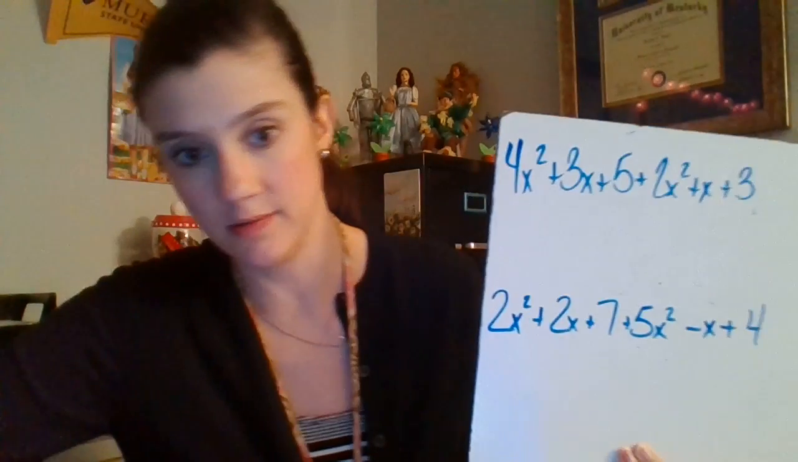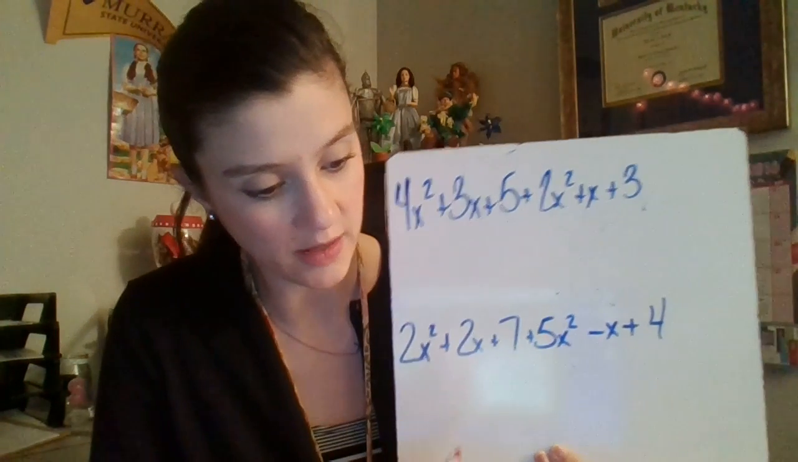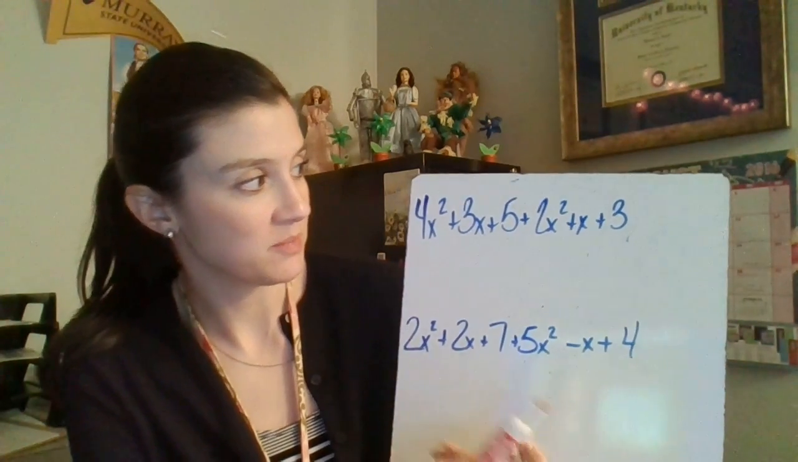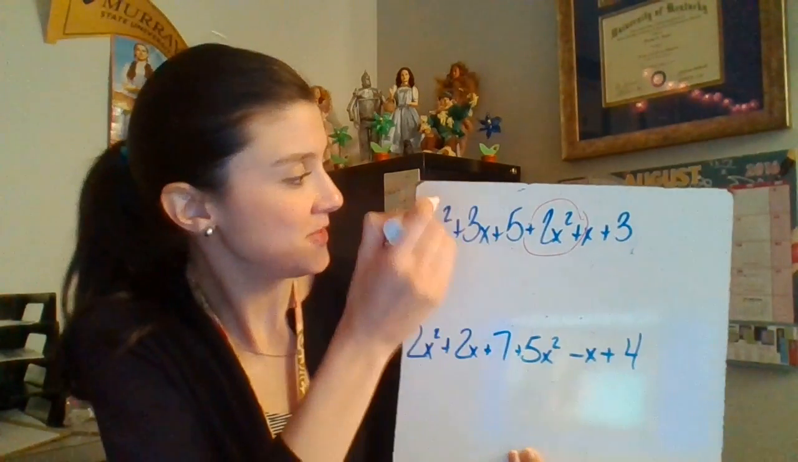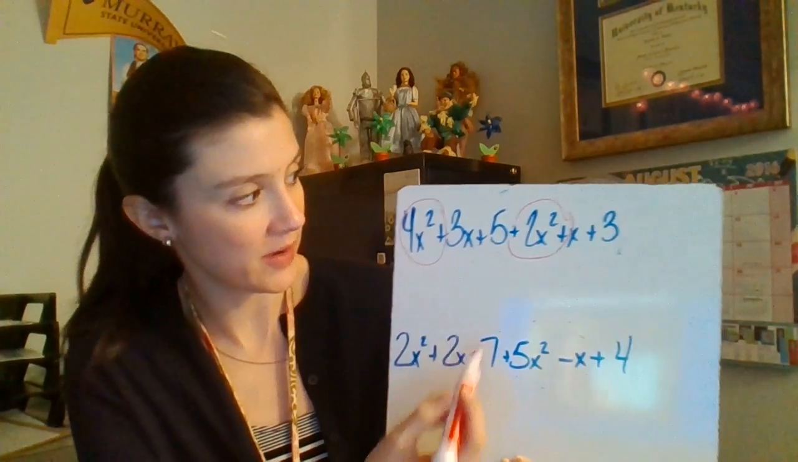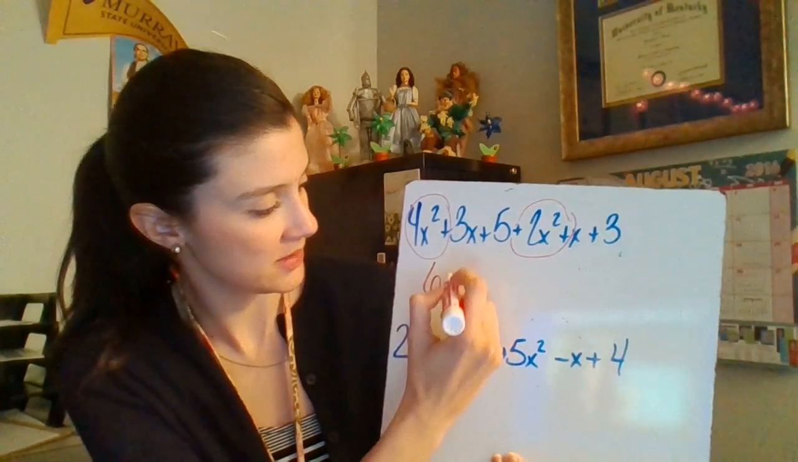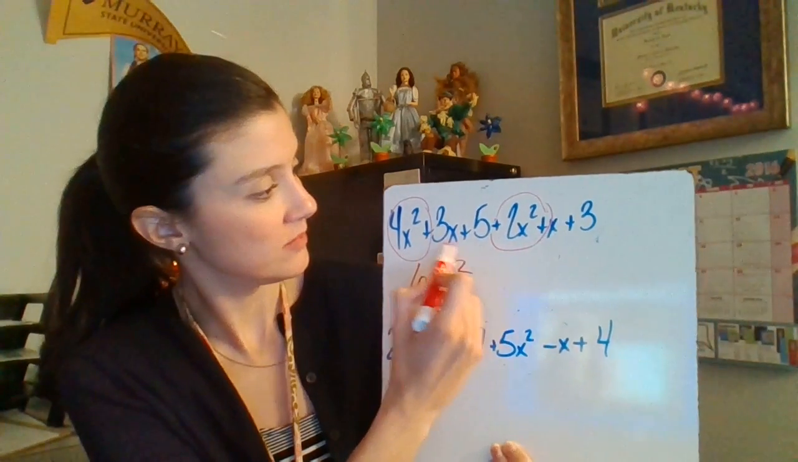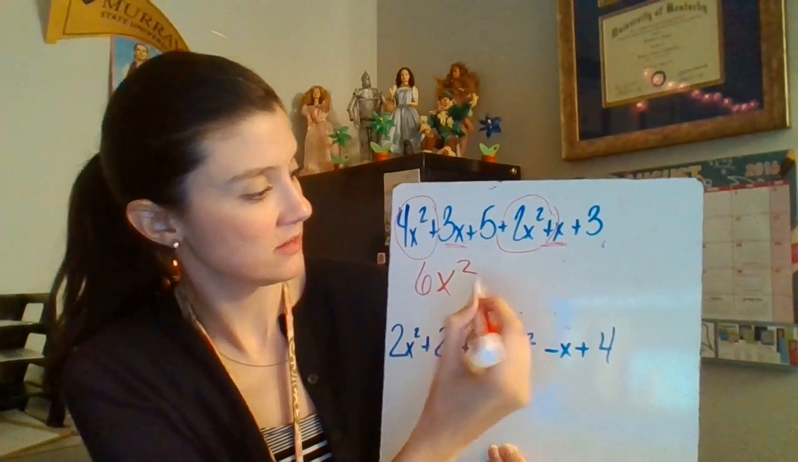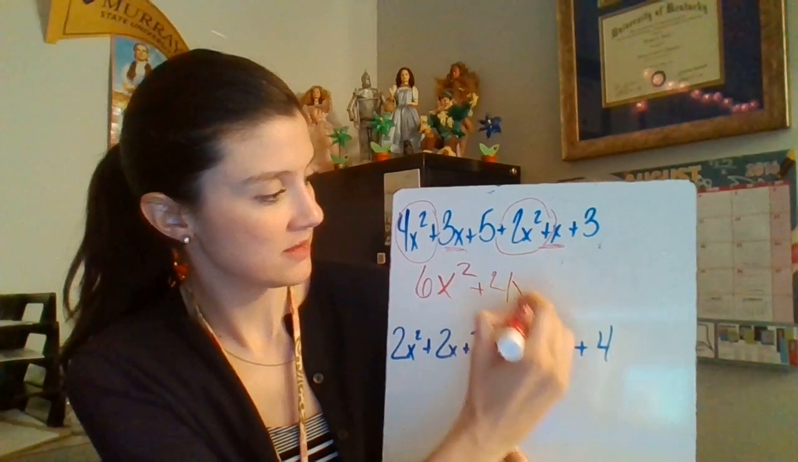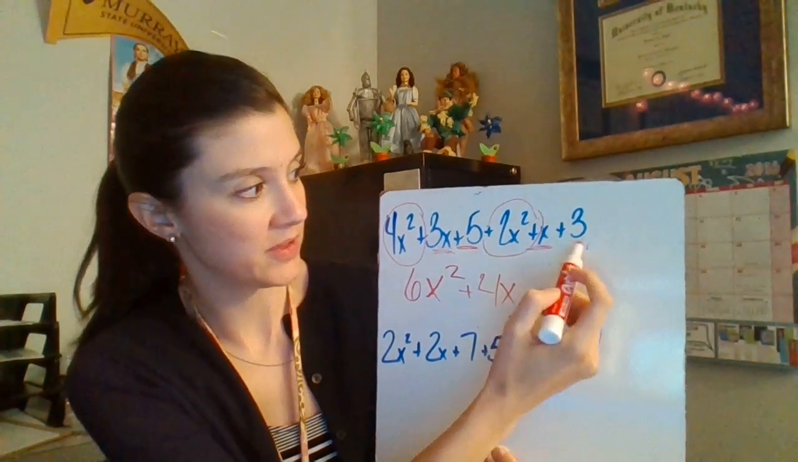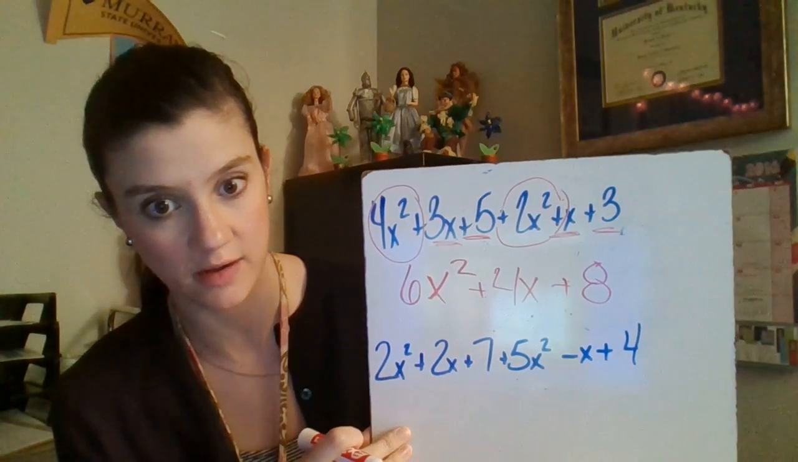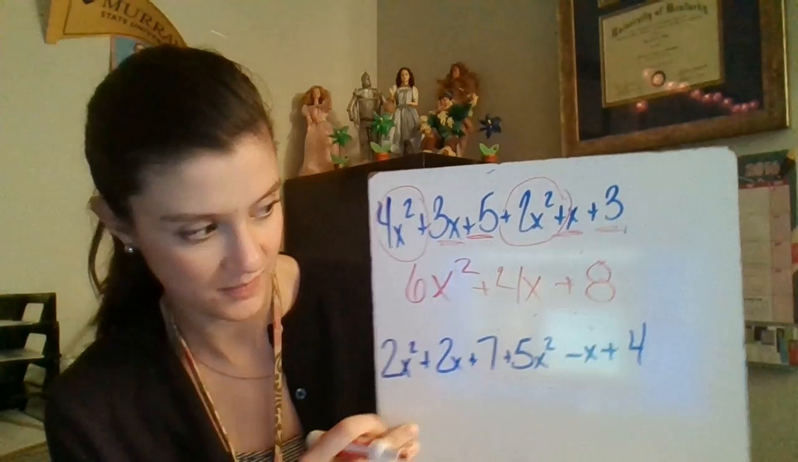For that first one, you've got 4x squared plus 3x plus 5 plus 2x squared plus x plus 3. If it helps you find those like terms, 4x squared plus 2x squared is 6x squared, then 3x and x is 4x, 5 plus 3 is 8. So you should have 6x squared plus 4x plus 8.